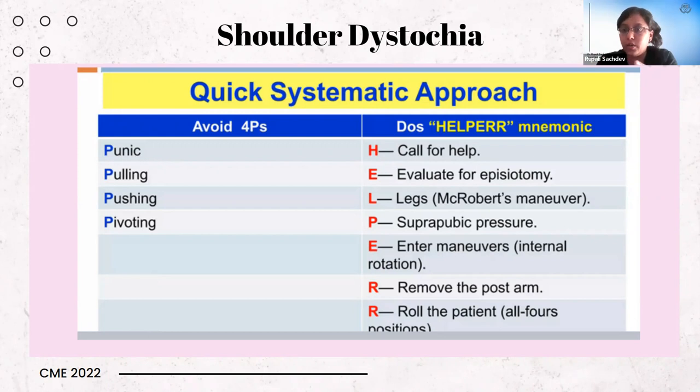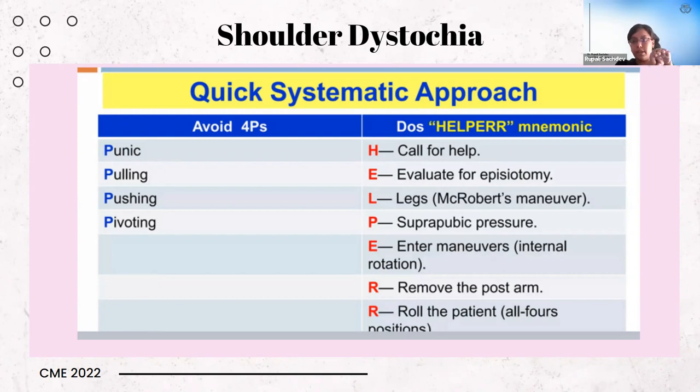What you actually need to do is something you can remember from the HELPERR mnemonic. H, call for help. Immediately call for help. You need more support. E, evaluate for an episiotomy. What is an episiotomy? An episiotomy is a cut on the perineum, an incision on the perineum, which is done to assist the labor process and to smoothly get the head out of the perineum. Then legs. What you can do is something called a McRoberts maneuver. You will see all of the maneuvers in the next slide. P, you can give suprapubic pressure, that is above the pubic bone.